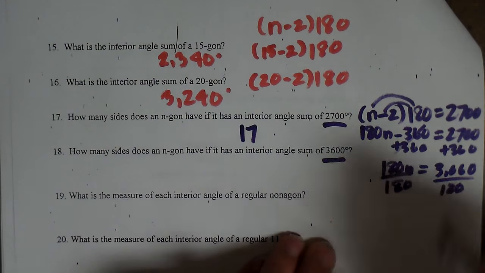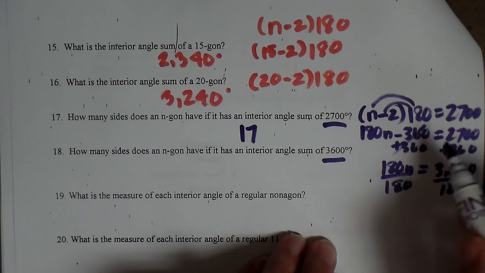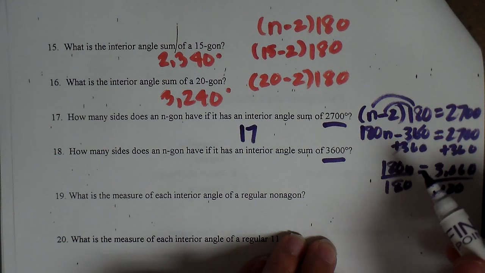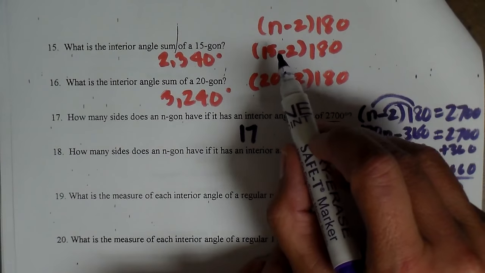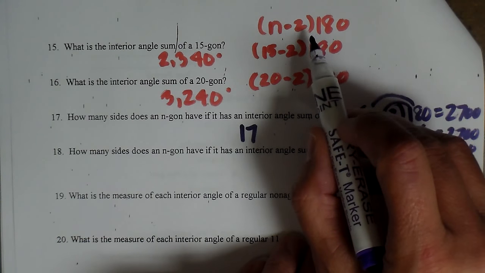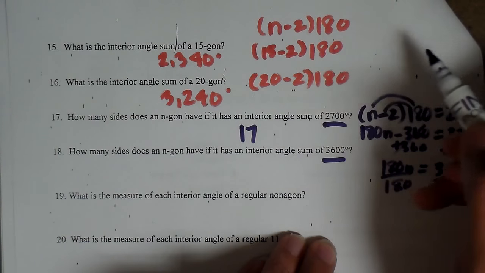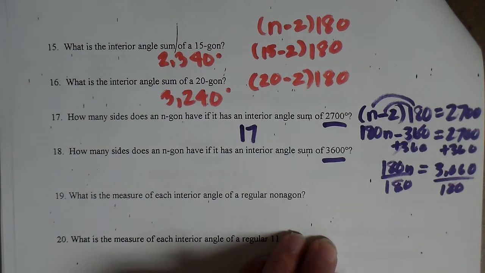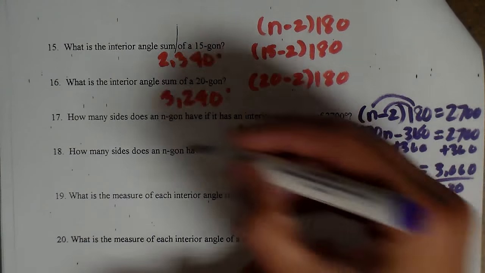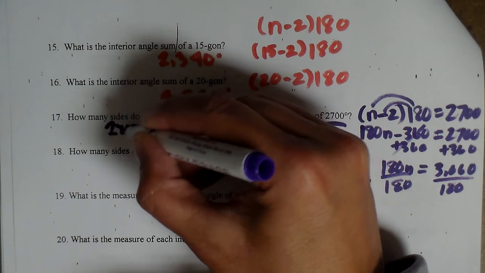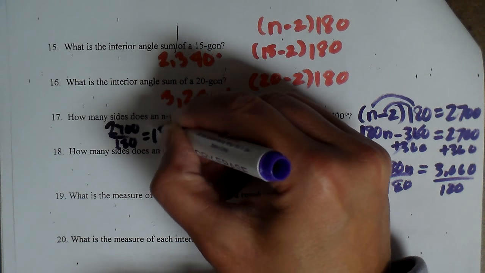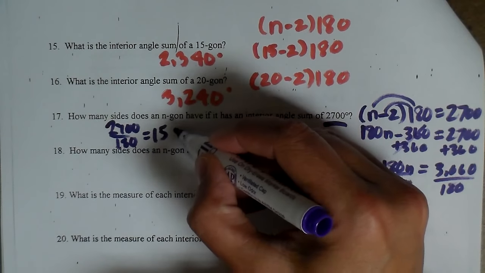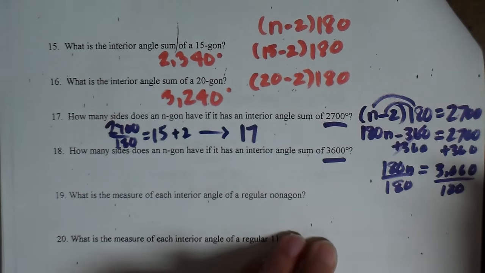Now, the other way you can do this without writing it out formulaically is to go backwards. How did we get the angle sum? We subtracted 2 and multiplied by 180. So let's go backwards: divide by 180 and add 2. If I do 2,700 divided by 180, I get 15. Then I'm going backwards, so I add 2, and that's how I get 17.